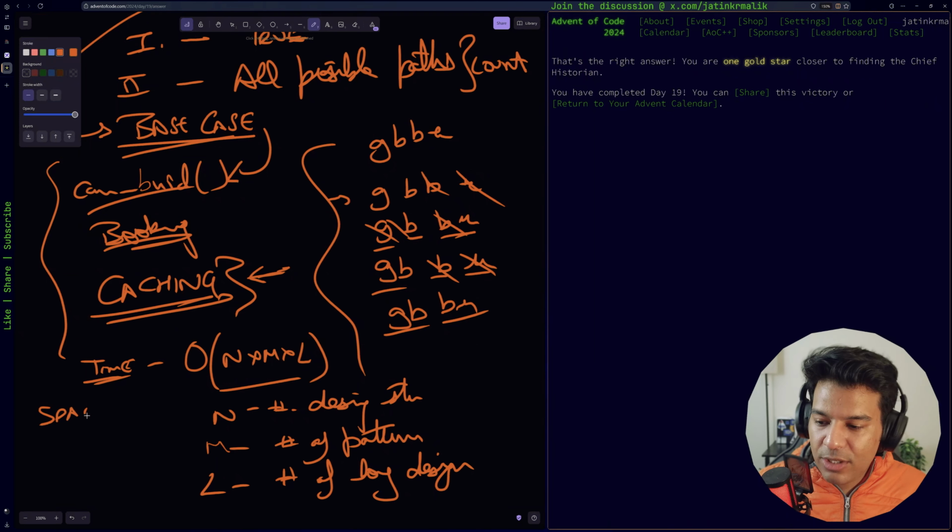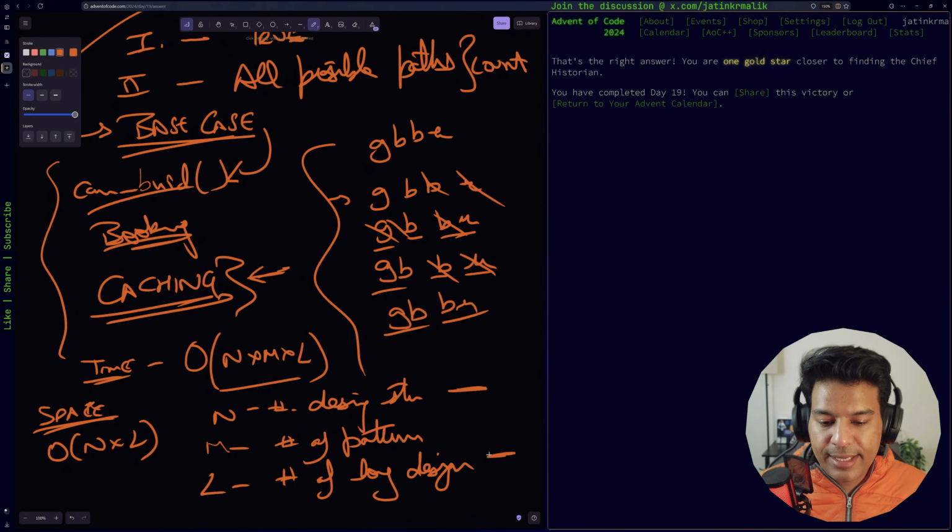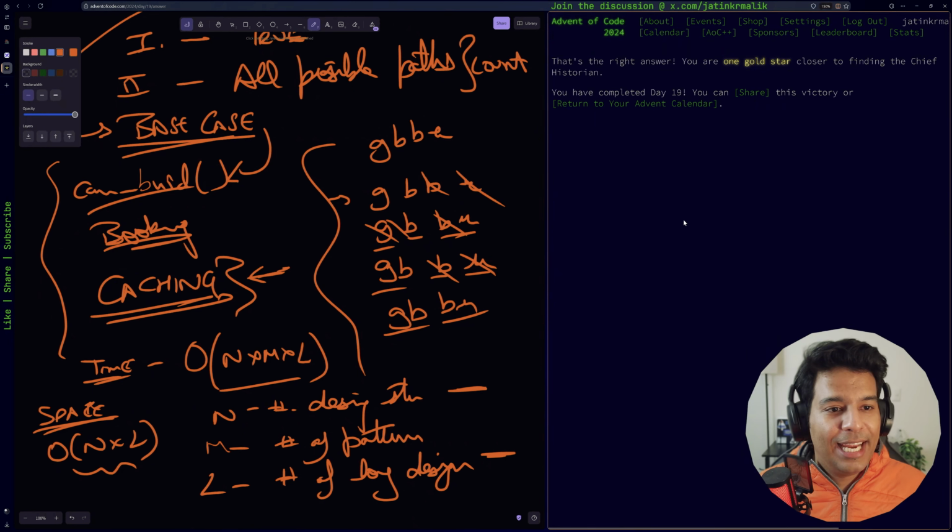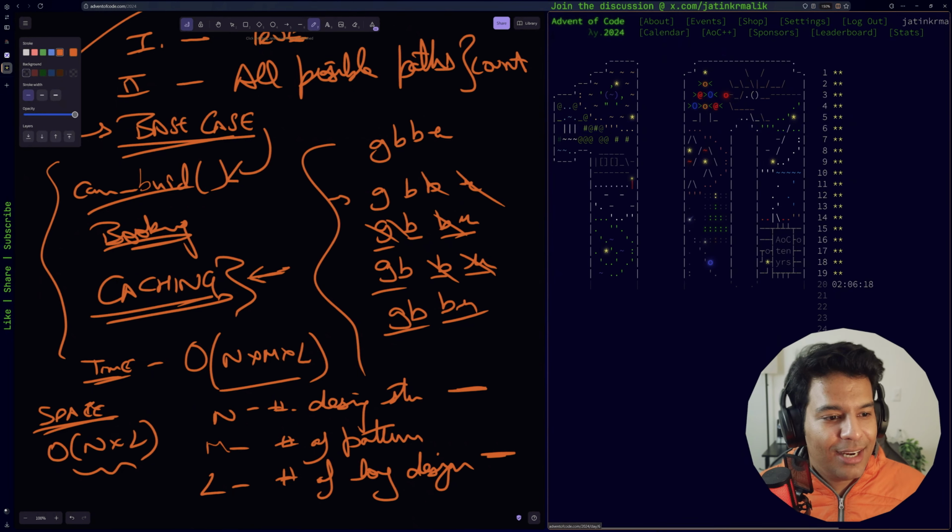In terms of space complexity, since we are maintaining a graph of the possible outputs, it would be O of n into L, where n is the number of design strings and L is the length of your longest design. So this is as many combinations as we need to store. And yeah, with that, we are at the end of day 19. And if you look at that, beautiful.